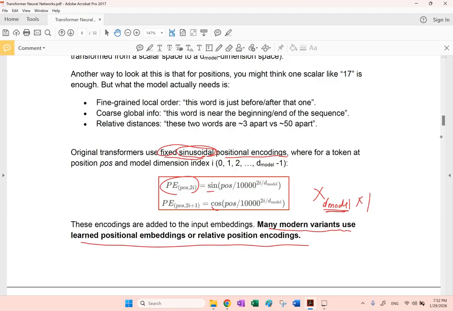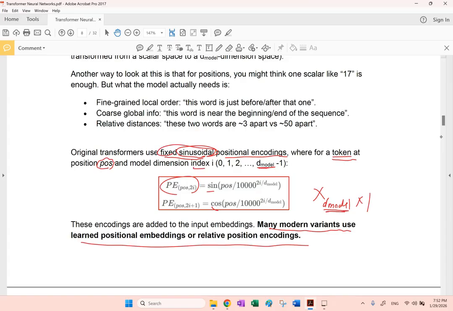Well, this is the answer. Let's say you have one token in a sequence and the position of that is shown by variable POS. And the dimension of the model is all the way to D model, as I said.